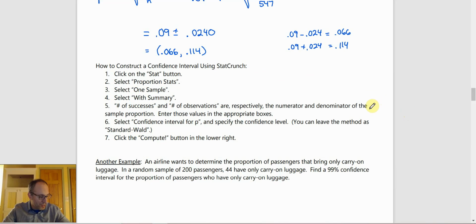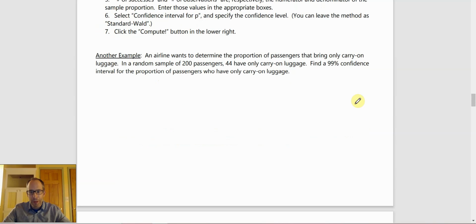All right, so then this one down here, the proportion of passengers that bring only carry-on luggage onto a flight. So in a random sample of 200 passengers, 44 have only carry-on luggage. Notice here, right, there's our sample size, there's n, the 200. But then there's the numerator, right? So that 44, that's going to end up being the number of successes.